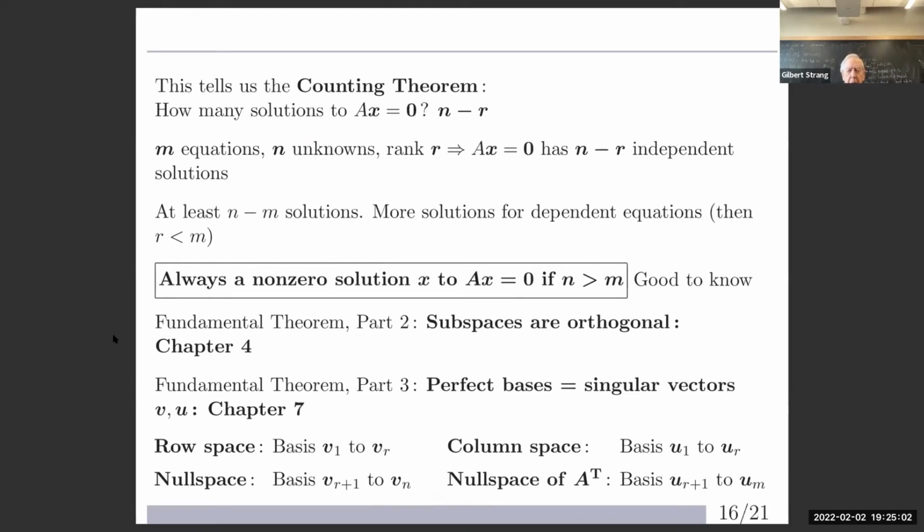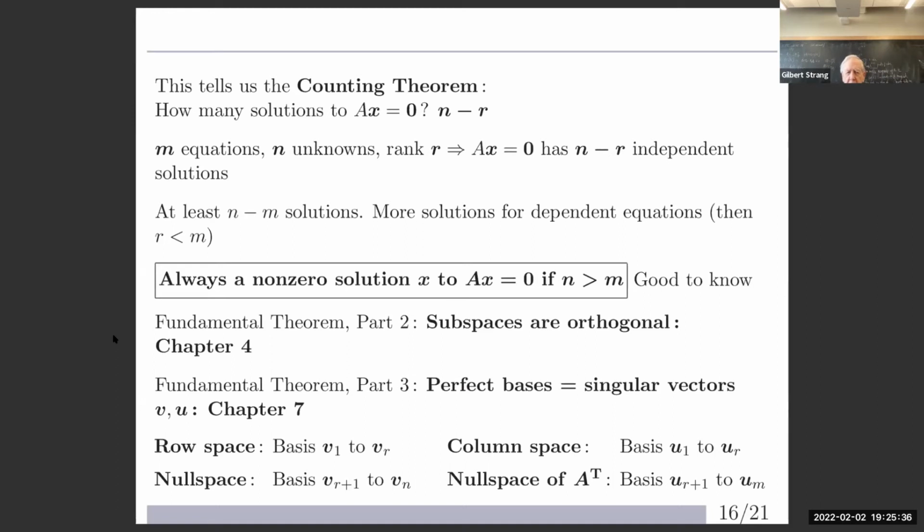Oh, and then that rank, the M and N and R, those are the key numbers. How many solutions to AX equals 0? In other words, how big is the null space? Well, the row space had dimension R, so the null space has dimension N minus R. That tells us how many independent solutions there are to AX equals 0.